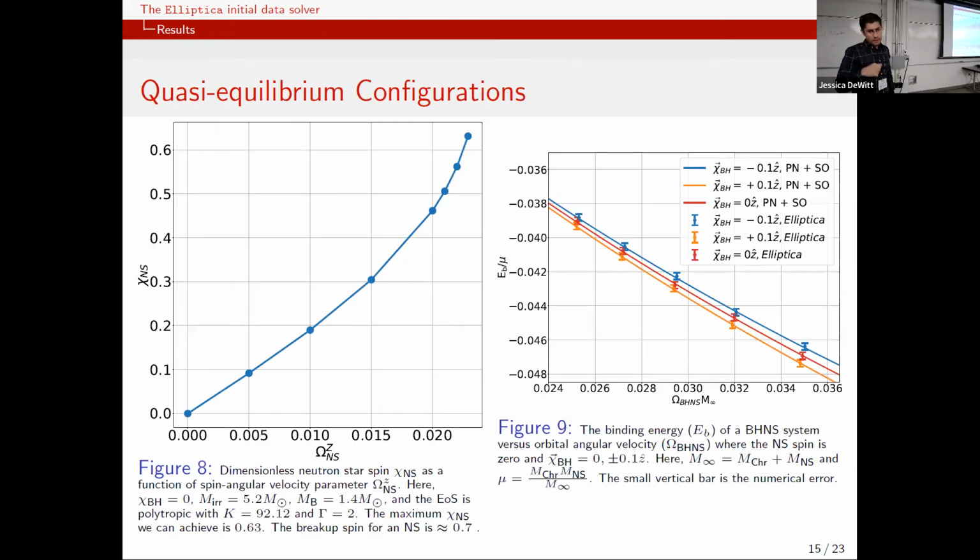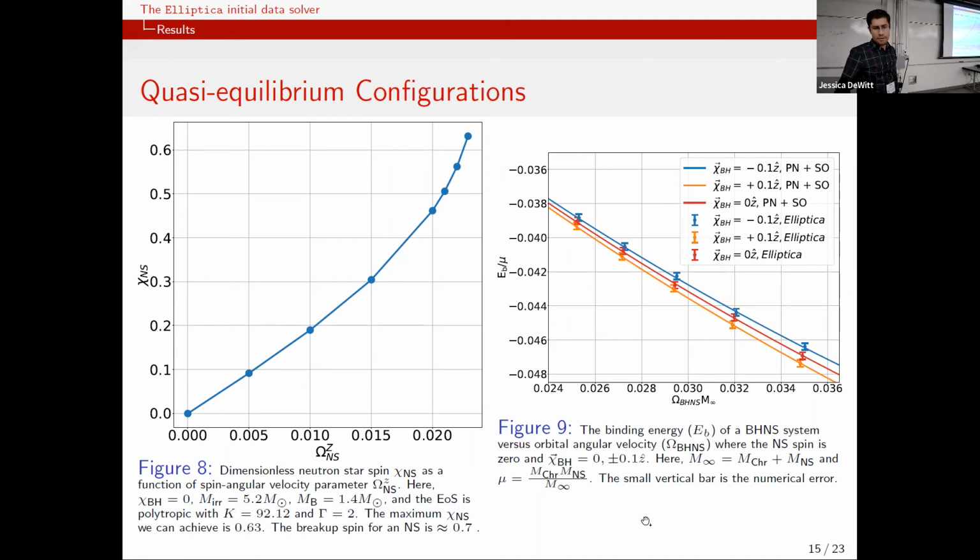Okay, the other thing that we've done is to find how far we can go in terms of the spin of the neutron star. The analytic value for the breakup spin is about 0.7, and the maximum spin that we can get for the neutron star is about 0.63, which is close to the breakup. And we plot the neutron star spin versus the parameter that we set in the parameter file to get the specific spin.